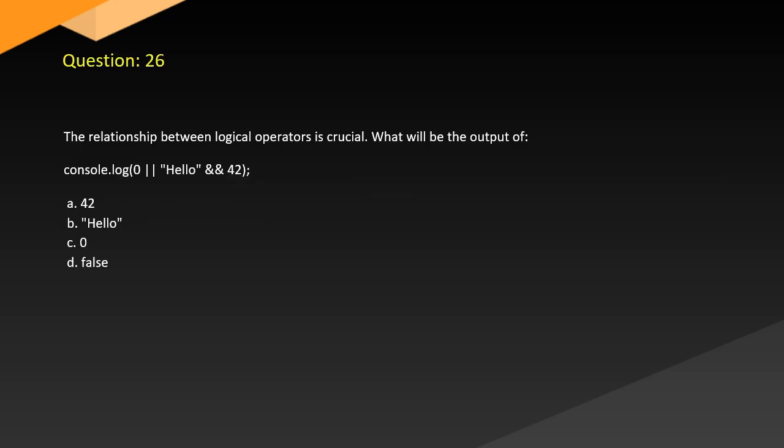Question 26. The relationship between logical operators is crucial. What will be the output of console.log(0 || "hello" && 42)? A. 42. B. hello. C. 0. D. false.